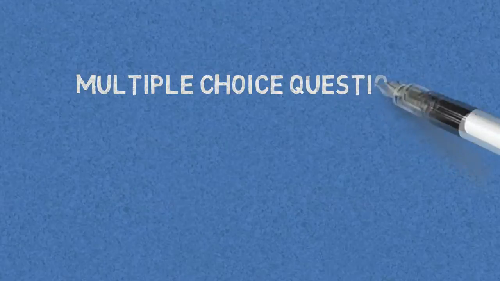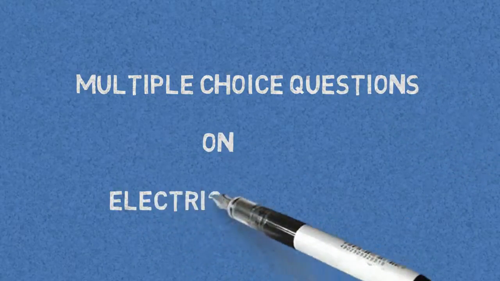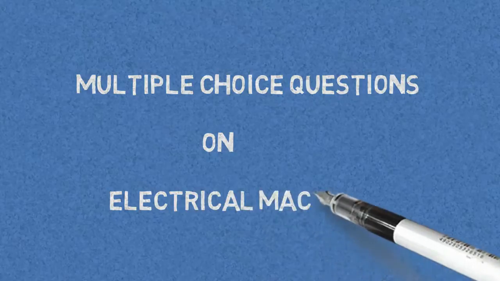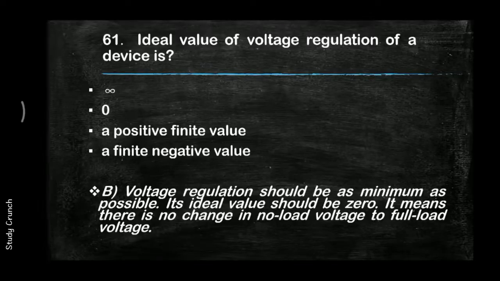Now we are going to start off with the course on MCQs on electrical machines. Starting off with question. The ideal value of voltage regulation of a device is. So the answer is B, that is 0, as it means that there is no change in no load voltage to full load voltage. So it should be minimum.